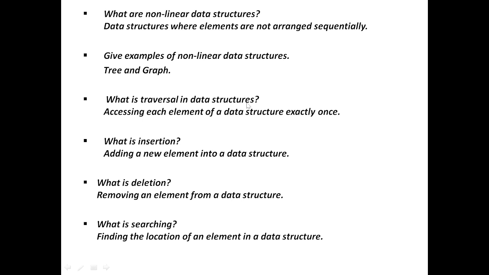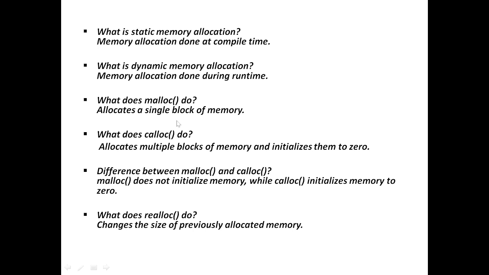What is traversal in data structure? Accessing each element of a data structure exactly once is called traversal. What is insertion? Adding a new element into a data structure. Deletion, removing an element from a data structure. What is searching? Finding the location of an element is called searching. What is static memory allocation? Memory allocation done at compile time is called static memory allocation. Memory allocation done during runtime is called dynamic memory allocation.